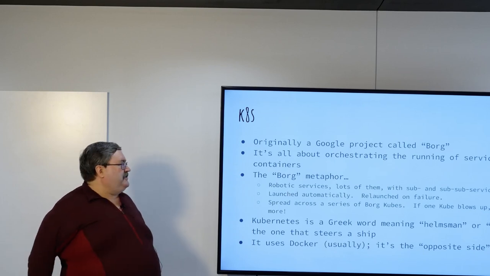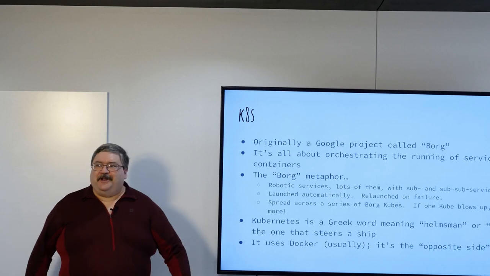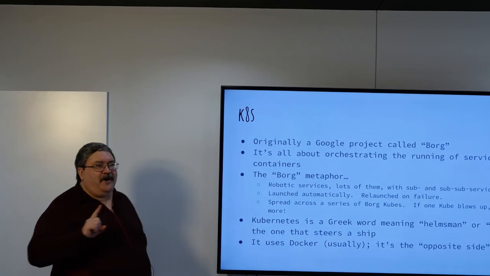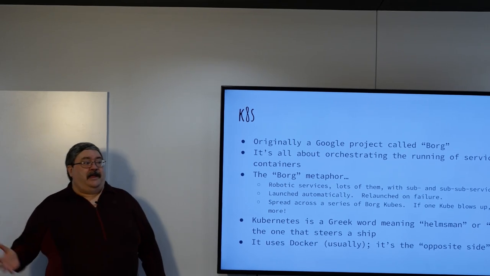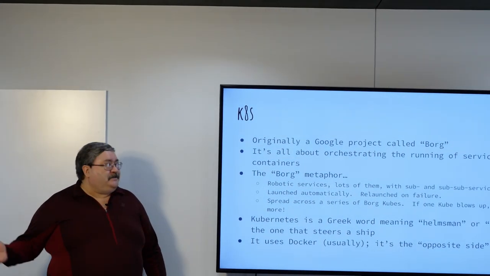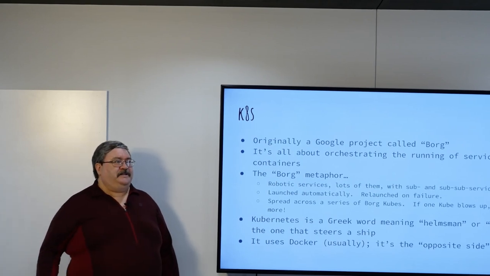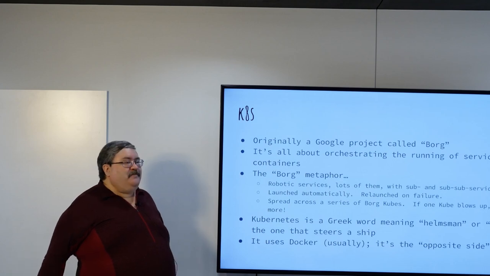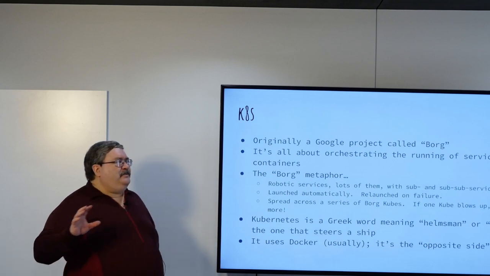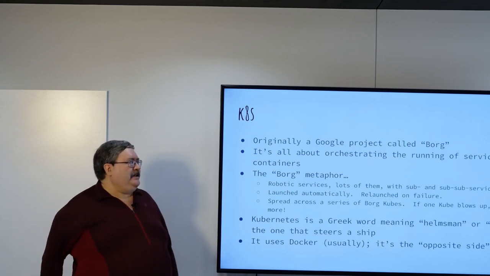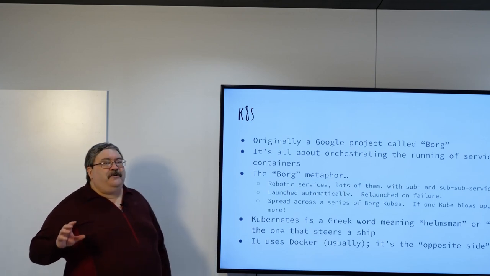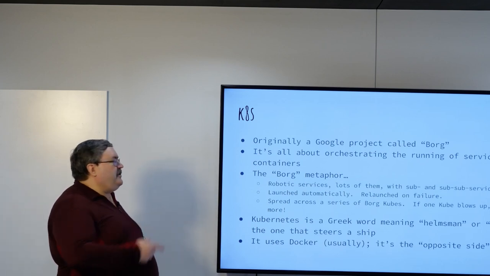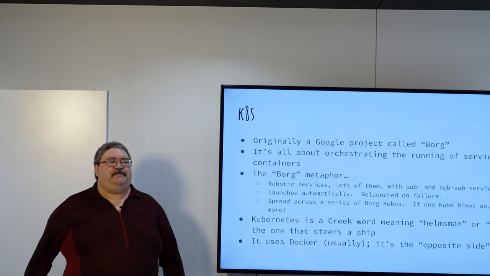They're then spread across a series of Borg cubes. I mean Kubernetes cubes. If one cube gets blown up by the Federation, you've got more left. If you have connectivity problems, there's more left. There's more in some place where they're working better. Now, Kubernetes is actually a Greek word that means something between helmsman and pilot. It's a little ambiguous that way. Whomever it is that steers a ship. It uses Docker, usually, although that's becoming untrue.